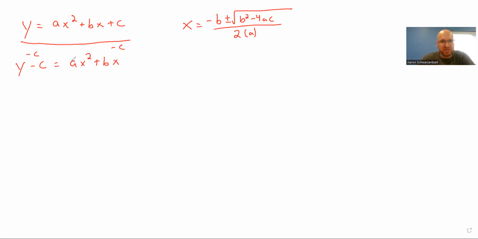Our next step is then to factor out this a. Now, this is a little strange here because factoring out an a involves me having b over a. So if I'm going to multiply this back in, a times b over a would give me just the b.